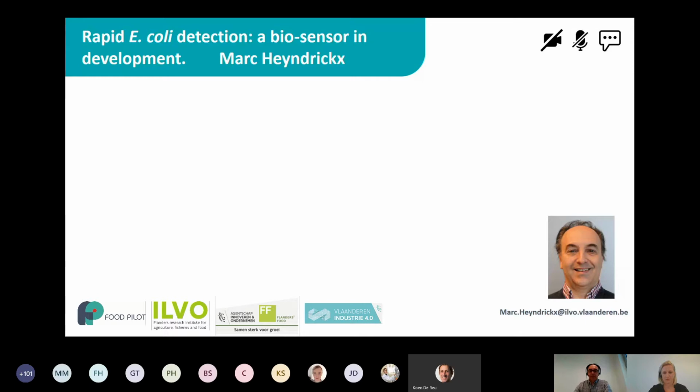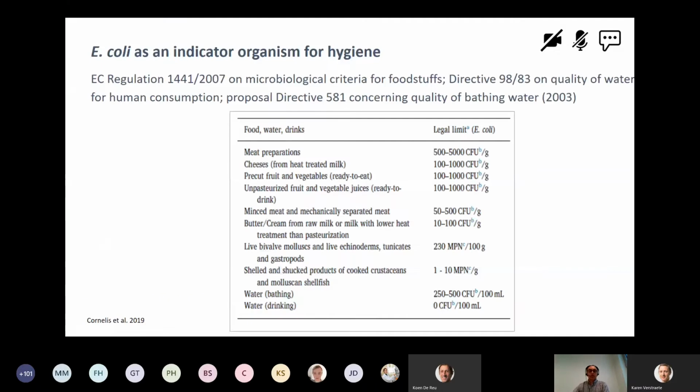So indeed, I will talk about the development of a biosensor for E. coli. As you all know, E. coli is regarded as an indicator organism for hygiene in food and food processing, and there's European legislation setting out process hygiene criteria for different foodstuffs, and likewise there are also criteria for bathing water and drinking water.